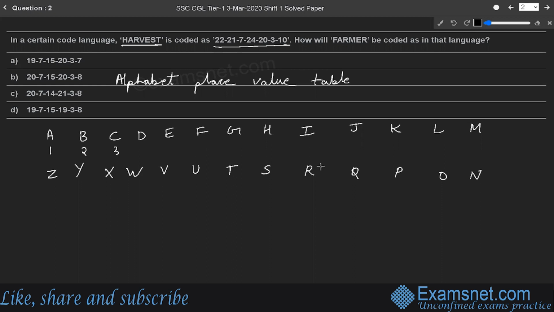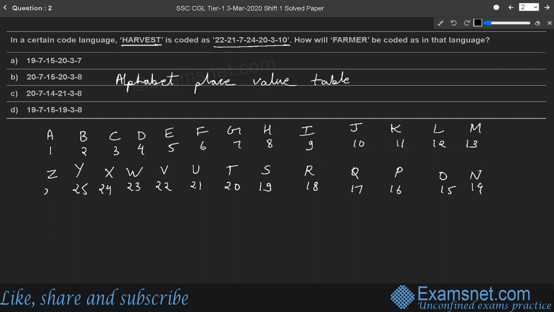So similarly, it will be 3, 4, 5, 6, 7, 8, 9, 10, 11, 12, 13, 14, 15, 16, 17, 18, 19, 20, 21, 22, 23, 24, 25, and 26. So both these rows are of alphabets and the other two rows are for their positional value. Okay. So now what we have to do is understand the pattern for this question.